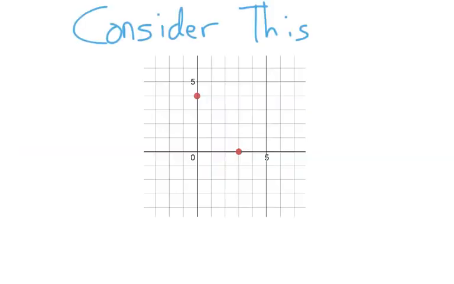What I'd like you to do is consider this. What we have here is the makings of a triangle. So I'm going to connect this with the origin, because what we want to do is find the hypotenuse, find the distance from those 2 points.